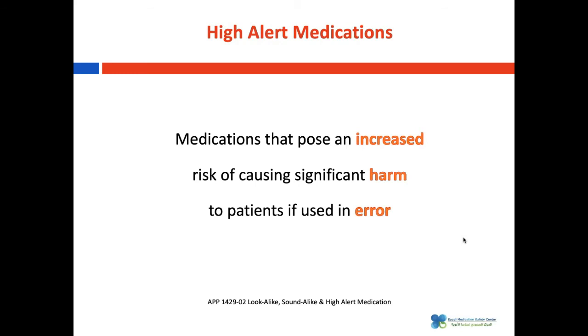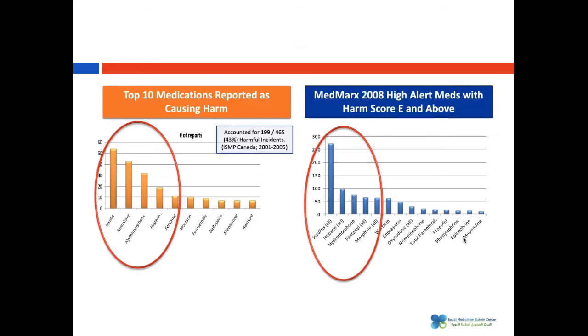Now just to share with you outside statistics, the graph is clear to you. Look here at the reports through the ISMP Canada: the highest is insulin, which is a high-alert medication. Morphine, hydromorphone, heparin, fentanyl, these are the top medications that harm patients in the ISMP Canada reports from 2001 to 2005. If you go to MedMarx 2008, you will also find similar incidents: insulin, heparin, hydromorphone, fentanyl and morphine.